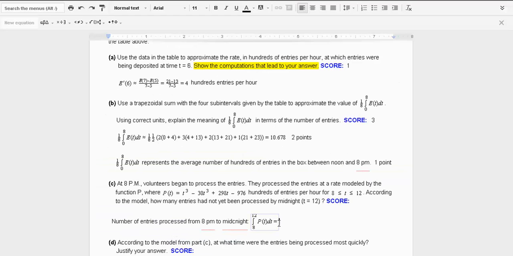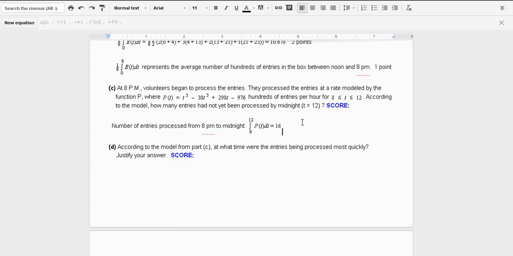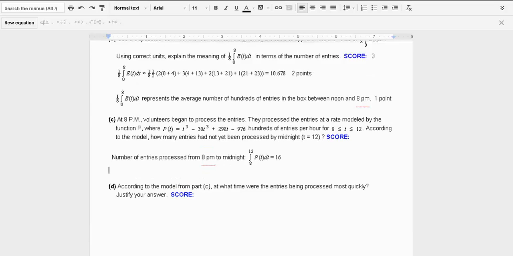Please, if this is a calculator question, do not find the antiderivative by hand. I know you could. This is a calculator question, so wasting time actually finding the antiderivative is not going to get you any extra points. So please don't waste your time. This is sufficient. So this is the number of entries processed from 8 to midnight.